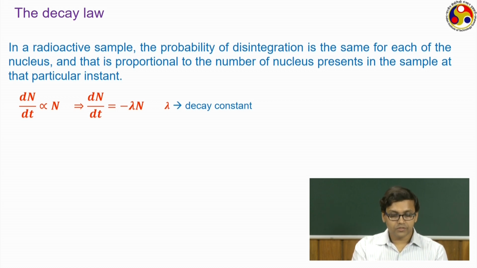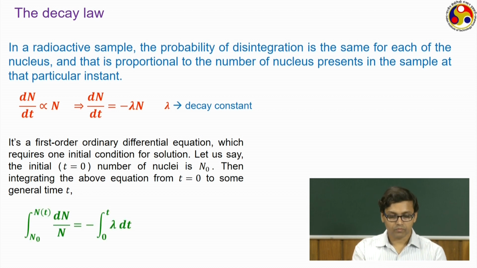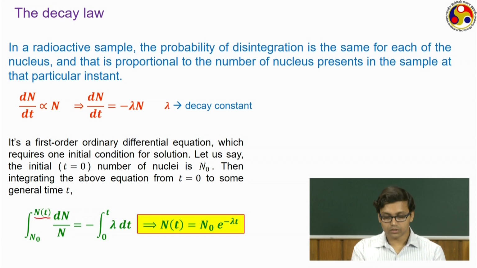So, it is a very straightforward relationship if we have an idea about this decay constant lambda. This is a first order ordinary differential equation from the mathematics point of view, and to solve this we need one initial condition. Let us assume the initial number of nuclei is equal to N naught, or N0, at time t equal to 0. Therefore, we integrate this equation from time t equal to 0 to some general time t. At time t equal to 0, the number of nuclei is N naught, and N(t) represents the number of nuclei at general time t, and after performing this integration, this is what we have.